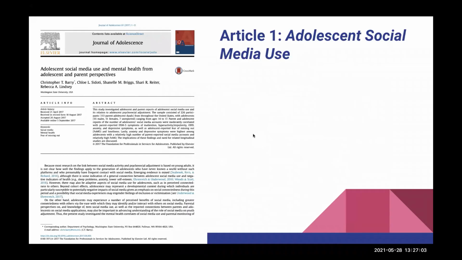Okay, so what we'll do now is review the 3 articles that you looked at for your pre-assignment. This first one here is Adolescent Social Media Use and Mental Health from Adolescent and Parent Perspectives, and that's the title. If we pop up to the gray bar, you see it says Journal of Adolescence. That is the name of the journal this article is published in. And way up at the top in blue, it says Journal of Adolescence 61. That's the volume. And it gives us the date and the page range. This one is actually only 11 pages, so it's fairly short for a scholarly article.